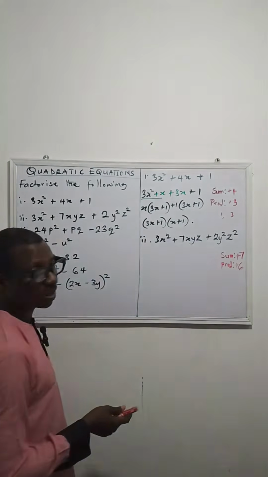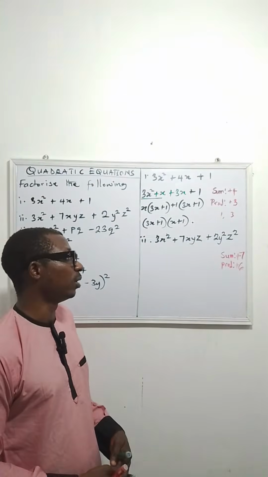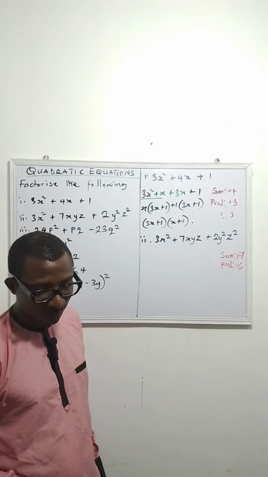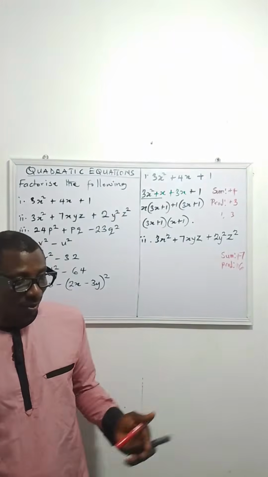Now, we need two numbers such that when you multiply together, you have plus 6, and when you add together, you have plus 7. So what are the two numbers? I want you to drop that in the comment section. Of course, now you should know that is going to be the next thing we are going to do.